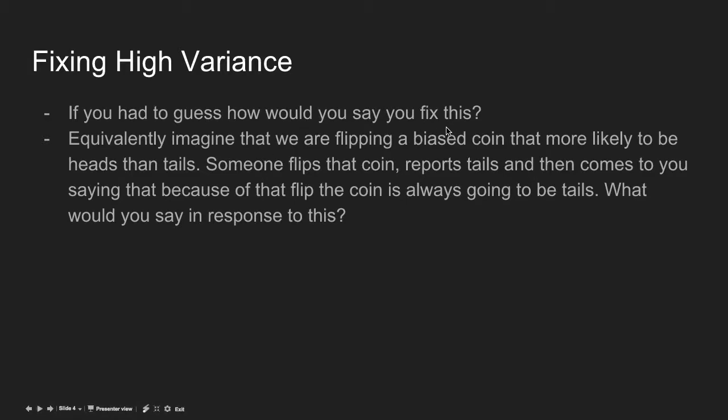So fixing high variance. If you had to guess, now I have a question for you. How would you say to fix this? And to give you another way of thinking about this problem, let's say that we're flipping a biased coin. We know it's more likely to be heads than tails. And someone flips that coin, reports tails, and then comes to you and says that based on that one flip, the coin is always going to be tails. What would you say in response to this person?